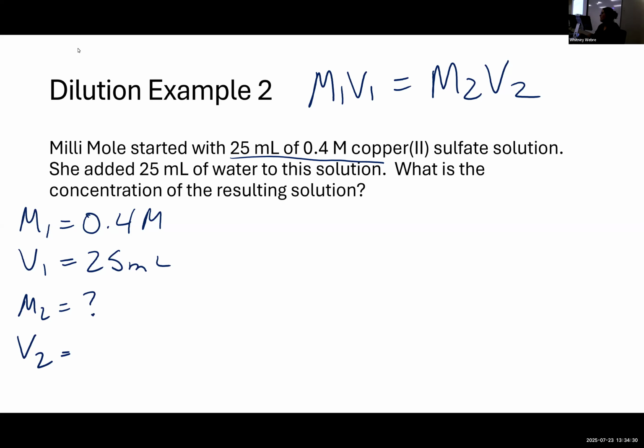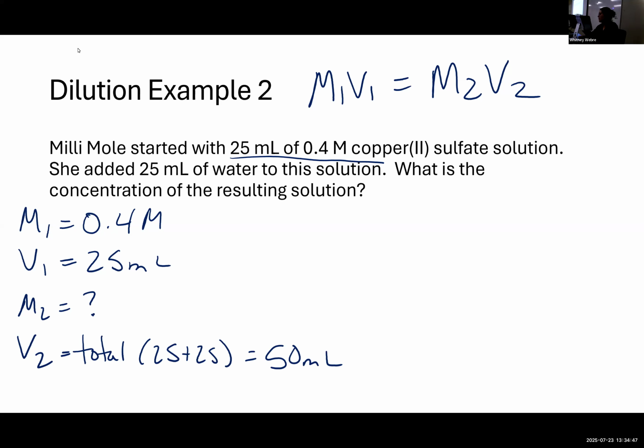Because if you were to put 25 here, you would end up getting the same M2 if you put everything together. So V2 is your total. So 25 plus 25. So 50 milliliters. All right.